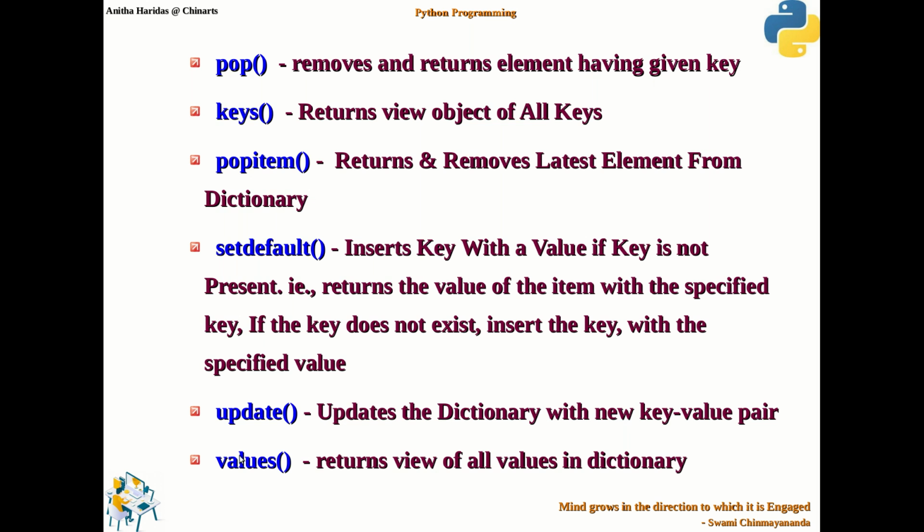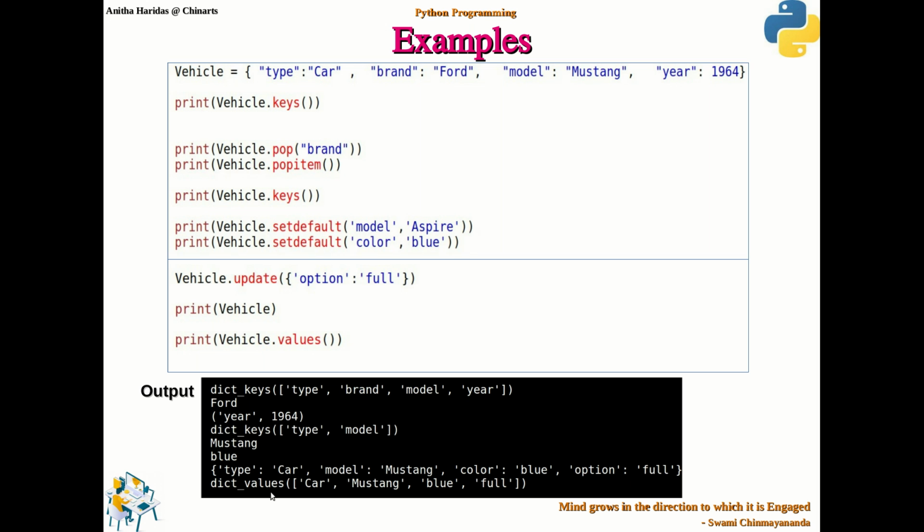And the next method is values. It simply returns a view of all values in the dictionary. So you can observe here, it returns the values. What are the values returned? The value of type, car, value of model, Mustang, value of color, blue, and value of option, full. Right? So this is how the different methods of dictionary work.